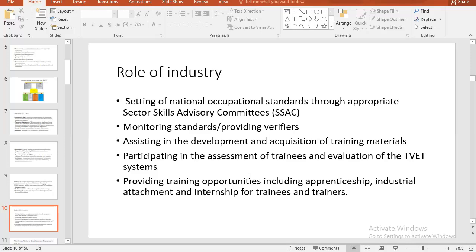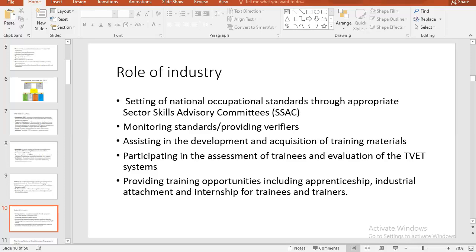So the next thing we'll bring up today is the role of industry towards the CBET or the new curriculum. One of the roles of industry is setting of national occupational standards through appropriate sector skills and advisory committees. That is the SSAC. The next role is monitoring standards and providing verifiers.